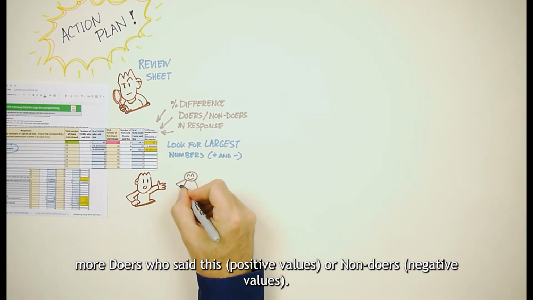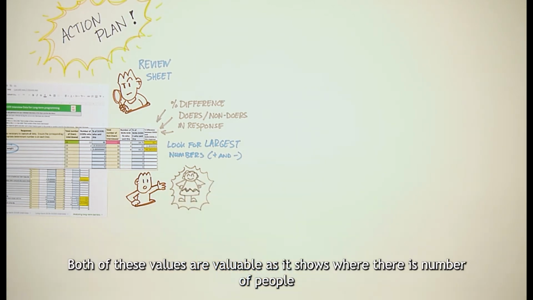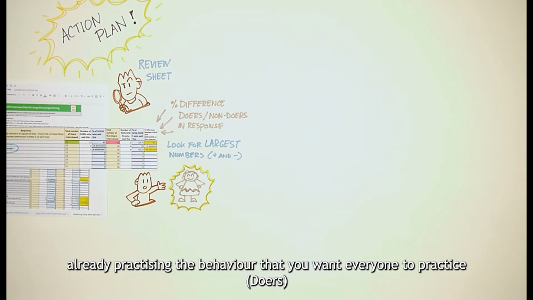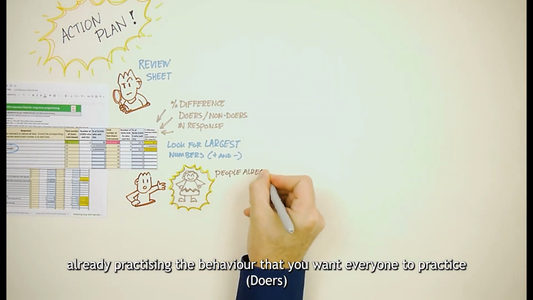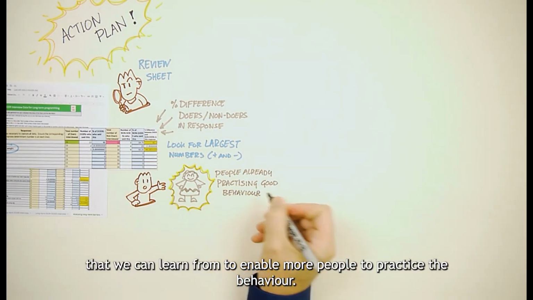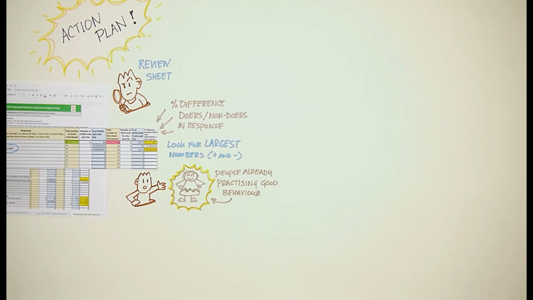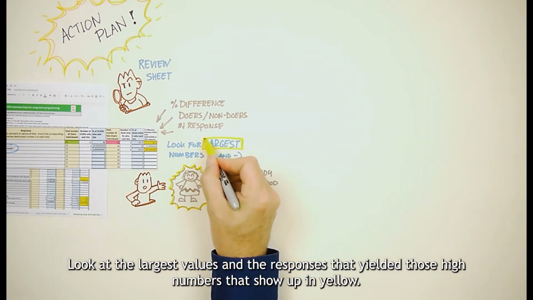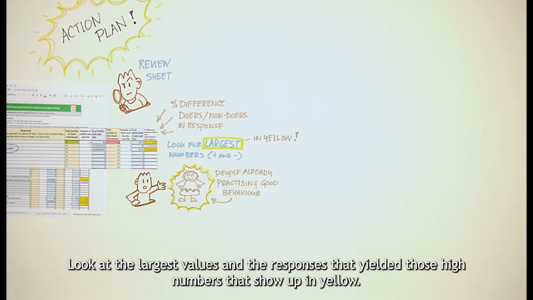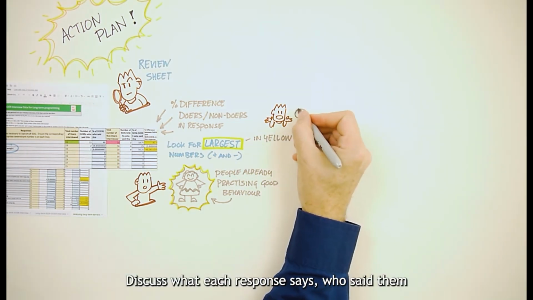non-doers, that's negative values. Both of these values are valuable as it shows where there is a number of people already practicing the behavior that you want everyone to practice, that's doers, that we can learn from to enable more people to practice the behavior. Look at the largest values and the responses that yielded those high numbers that show up in yellow. Discuss what each response says.